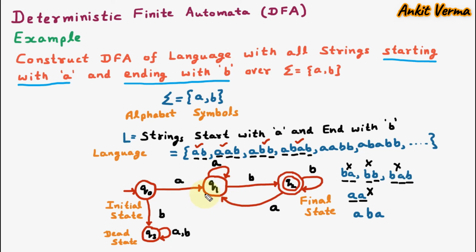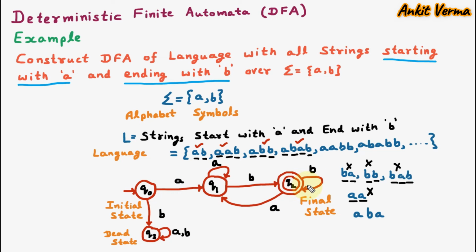Now let's check, is the DFA complete? Meaning all states have the moves for A and B. So for Q0, we have the move for A and B. For Q3, we have the move for A and B. In Q1, we have the move for A and B. And for Q2, we have the move for A and B. That means this DFA is complete.